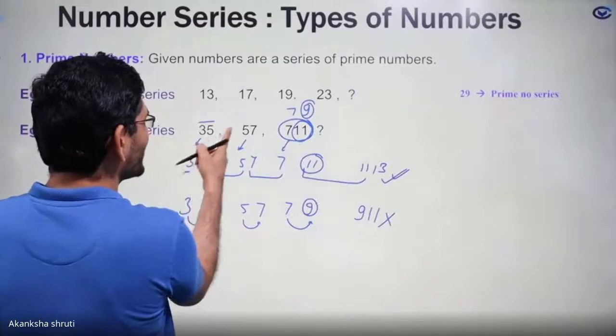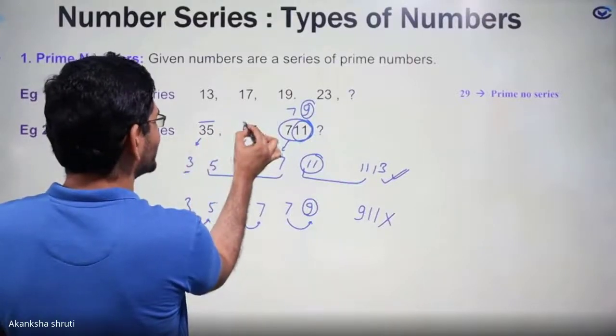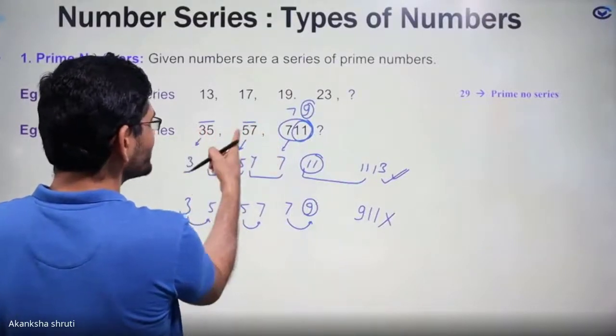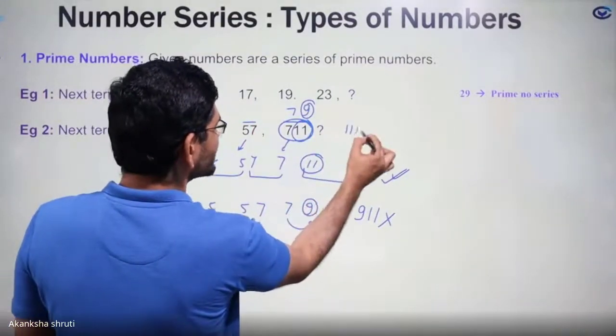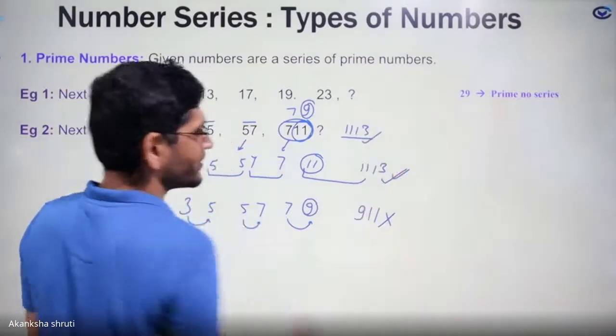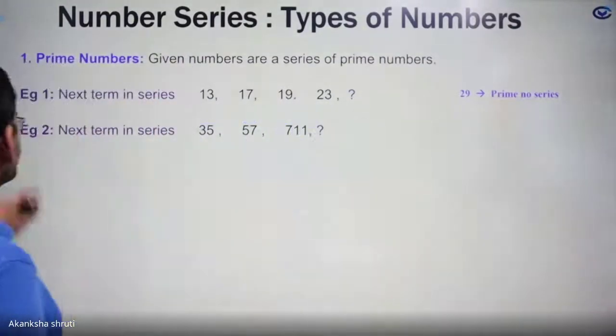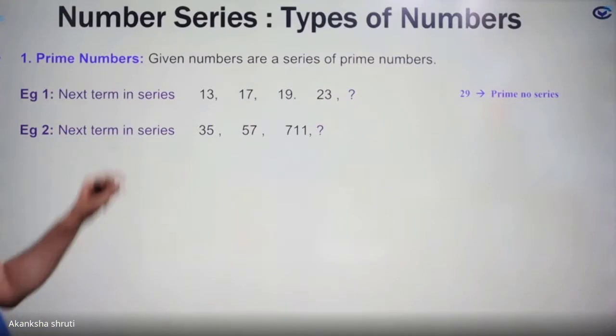Pair of prime number with the next succeeding one. 3, 5, 5, 7, 7, 11. So 11 with the next prime, 13. This much simple. Okay. So it is this one. Once again, let us see this question number 2.